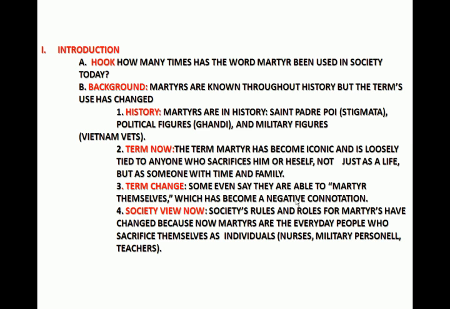So the example that I've got basically says, 1, the history: martyrs are in history as saints, political figures, and military figures. 2, the term martyr has become iconic and loosely tied to anyone who sacrifices him or herself, not just a life, but as someone with time and family. 3, the term change: some even say that they are able to "martyr" themselves. Notice that the punctuation is inside the quotation marks, which has become a negative connotation. And then 4, society view now: society's rules and roles for martyrs have changed, and I apologize for that grammar error I just noticed, because now martyrs are the everyday people who sacrifice themselves as individuals, such as nurses, military personnel, and, there's another typo, teachers.